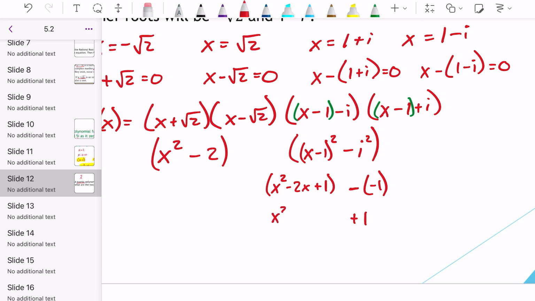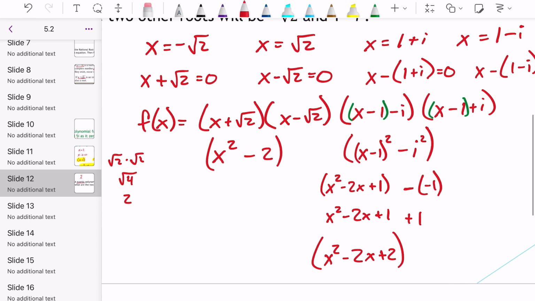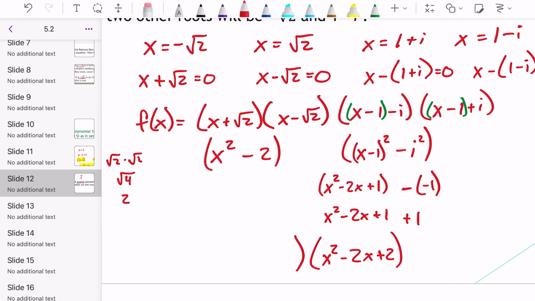We combine our final solutions of x squared minus 2x plus 1 and the plus 1 from the i squared to give us our final solution of x squared minus 2x plus 2 times our left side answer, which was x squared minus 2. Notice I am not having you go further than this.